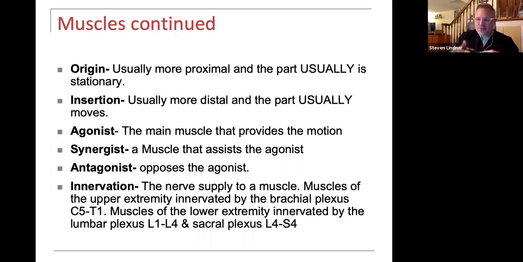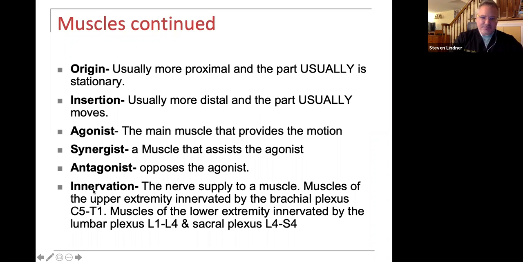Synergists, when we're working synergistically, we can say, well, the bicep flexes the elbow, name a synergist, meaning name another muscle that does that. So you could say brachialis, brachioradialis. Those are two other muscles that flex the elbow. If I said wrist flexion, and I said palmaris longus flexes the wrist, name a synergistic muscle. You could then say flexor carpi radialis or flexor carpi ulnaris. Those are synergistic. Name an antagonistic muscle. Well, that would have to be a muscle that's on the opposite side of the bone, like extensor carpi radialis, extensor carpi ulnaris.